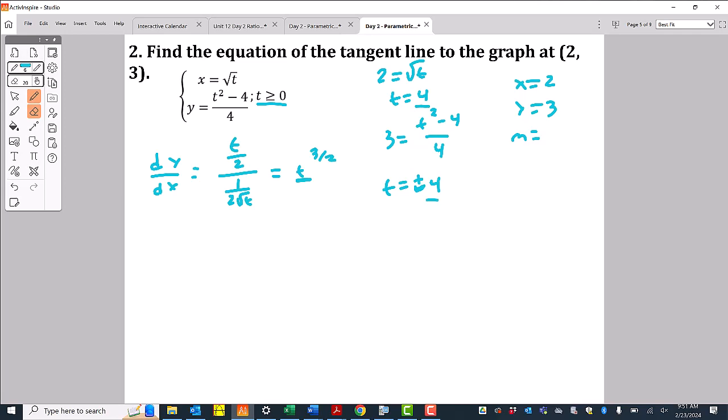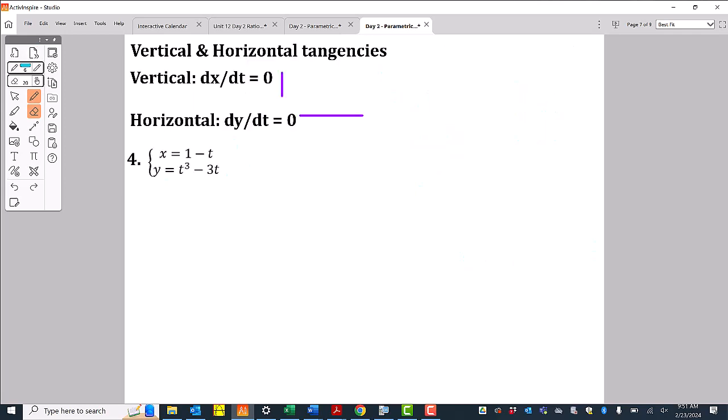If we plug in 4 to our slope equation, we get the square root of 4 cubed, which is 8. So we have y minus 3 equals 8 times x minus 2. All right? And then we're going to move on to tangencies now.